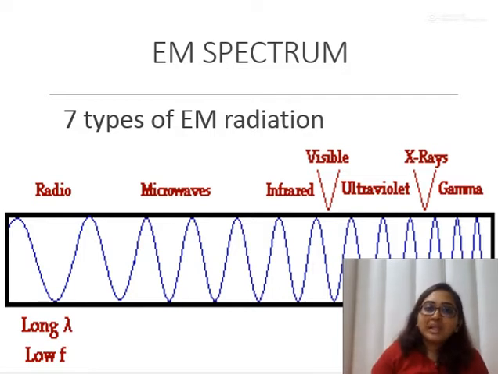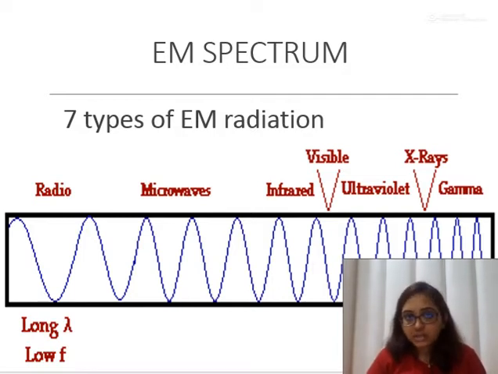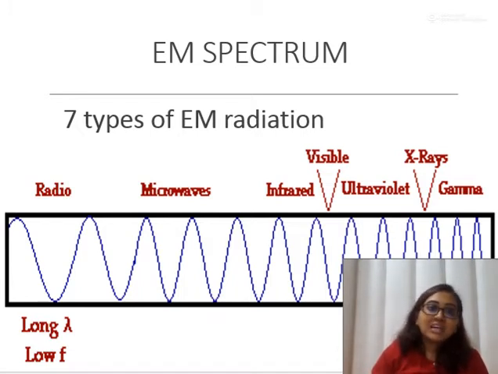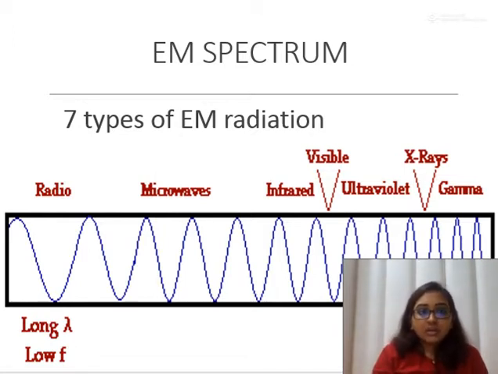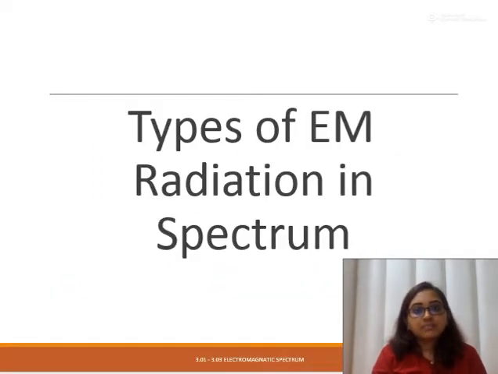When we move from the left towards the right side, there is an increase in the frequency of the waves and a decrease in the wavelength of the waves. So, the waves that lie on the left side are higher in wavelength and lower in frequency, whereas those which lie on the right side of the spectrum are higher in frequency and lower in wavelength. Wavelength and frequency are always inversely proportional to each other. So, whenever there is an increase in wavelength, there is a consequent decrease in the frequency and vice versa.